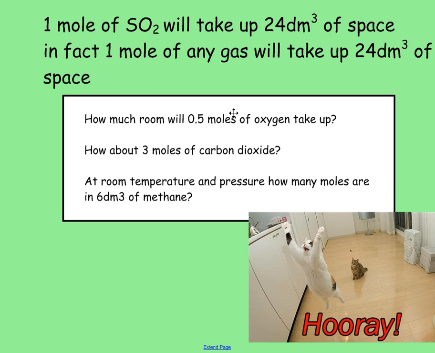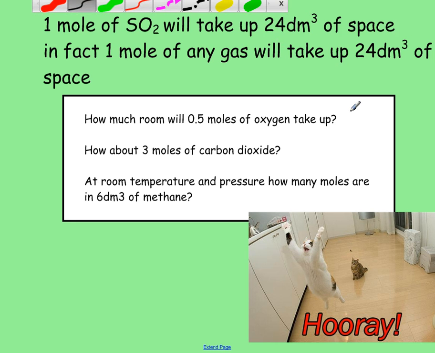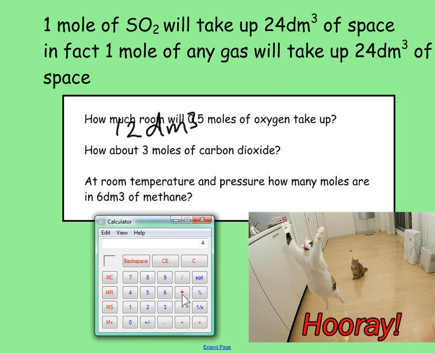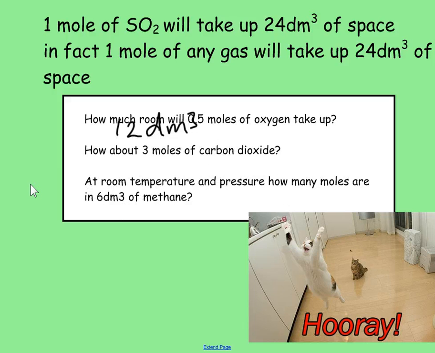So the questions that they'll give you are not about Mrs and Ars and working out things. It's really simple. So if you look at this, how much room will 0.5 moles of oxygen take up? Well, 1 mole will take up 24, so therefore 0.5 moles will take up 12 decimetres cubed. How about 3 moles of carbon dioxide? Well, that would be 3 times 24. Does that take up 70? No, it's 72.